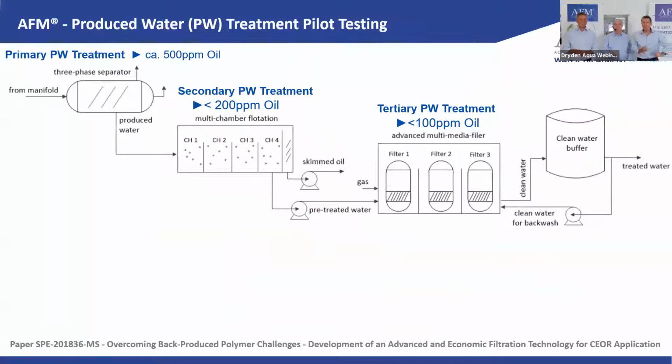Yes. So another application we are looking into, working together with a very famous company in the oil and gas market. Here we don't talk about produced water. So we have primary treatment, we have a secondary treatment to remove the oil from 500 to less than 200. After the secondary, typically you come out with less than 100 ppm of oil. So that's where you typically apply, in the produced water market, so-called nutshell filters.